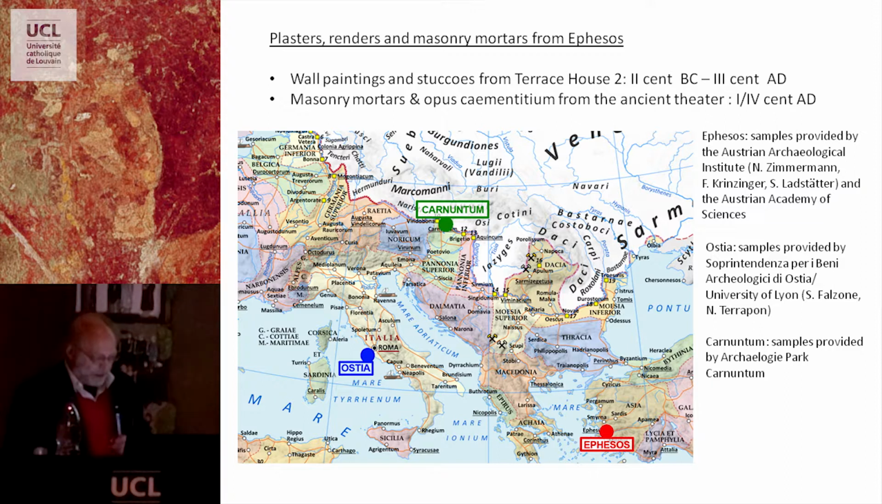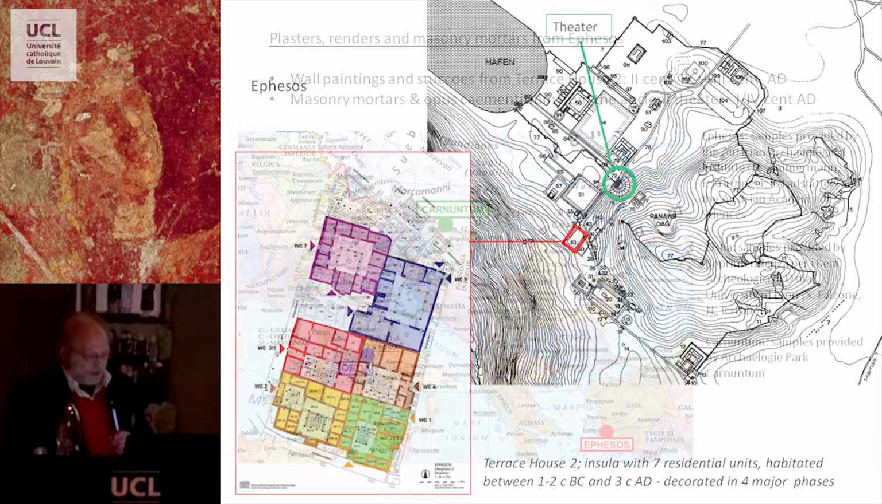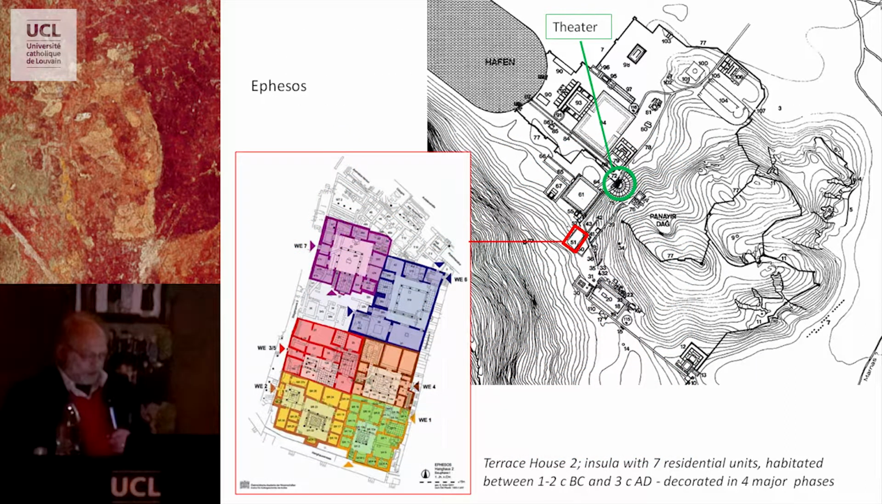Where are the other sites? I will only shortly refer to them at the end of my presentation. This is Ostia, as you know very well, and Carnuntum is here next to Vienna, Vindobona, from where I have included in this presentation some other samples. Now, this is the ancient Ephesos with the position of Terrace House number 2, which consists of seven different residential units, some of them very representative, others, of course, with some private rooms.